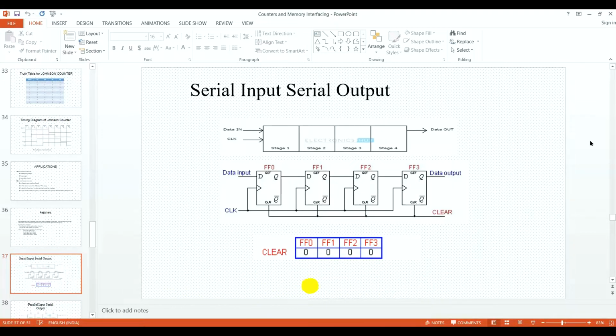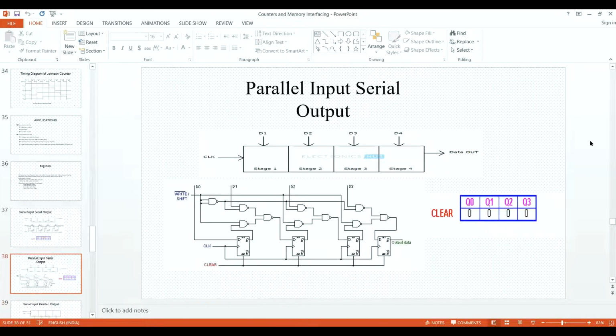And we can convert from SR to D or D to SR, or JK to SR, or T to SR, or D to T. That I already discussed in one of my videos. You can check it out in the video on combinational and sequential circuits. We have different stages, stage 1, stage 2, stage 3, stage 4. For the data input, data flip-flops are used, and this is serial input and serial output. The clock is the same, which means it is synchronized, and the different stages are there.